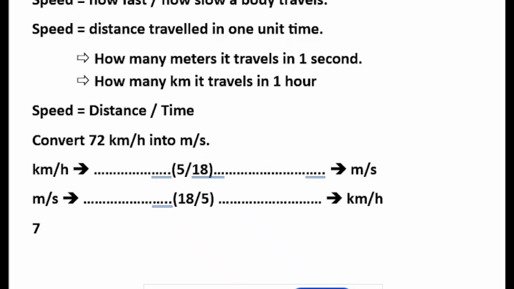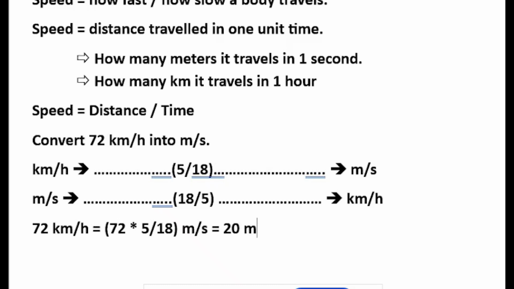So 72 kilometer per hour will be equal to 72 into 5 by 18. This will be in meters per second. So 18 will go 4 times. 18 into 4, 72. And 4 into 5, 20. So we'll get 20 meters per second.